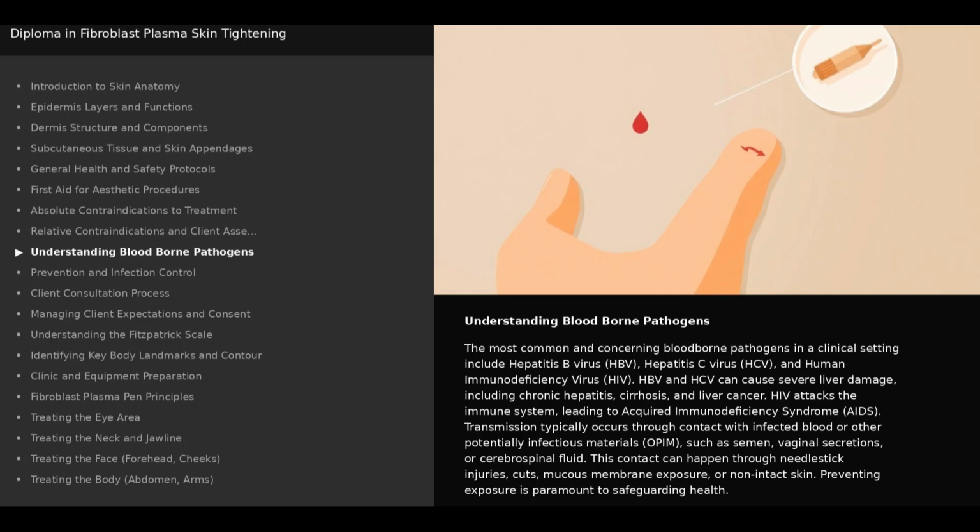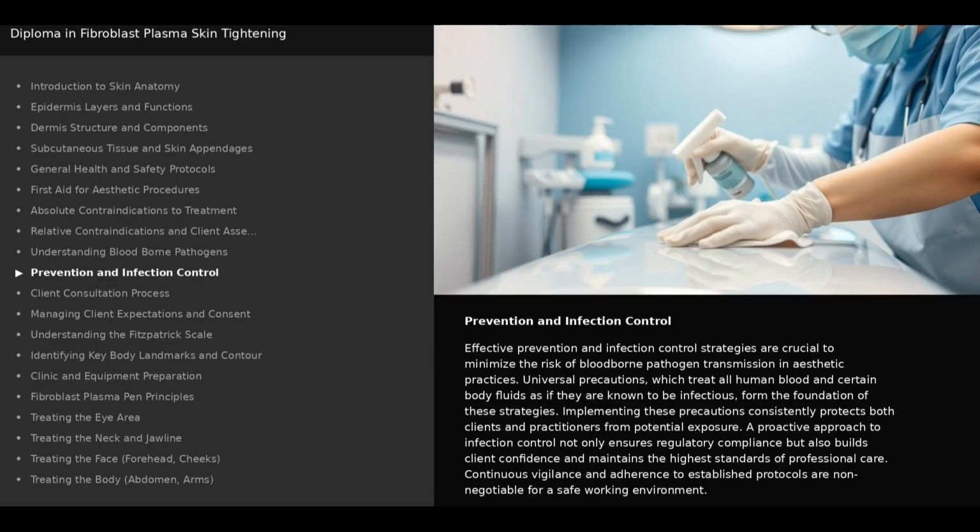paramount to safeguarding health. Prevention and infection control. Effective prevention and infection control strategies are crucial to minimize the risk of bloodborne pathogen transmission in aesthetic practices. Universal precautions, which treat all human blood and certain body fluids as if they are known to be infectious, form the foundation of these strategies. Implementing these precautions consistently protects both clients and practitioners from potential exposure.